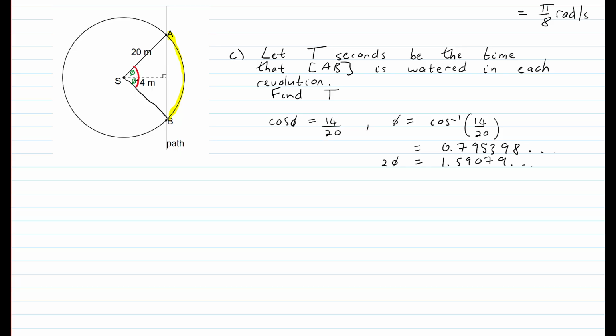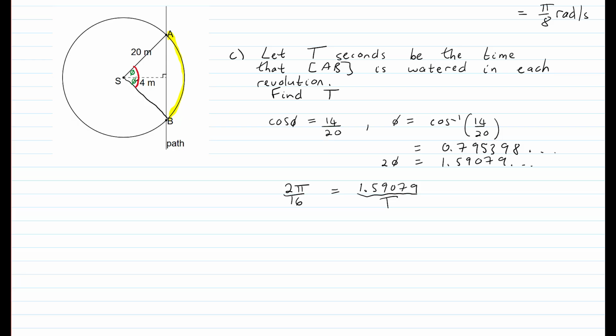And we know that 2 pi radians is completed every 16 seconds. So that would be 1.59079 radians every, this is what we need to work out, every t seconds.